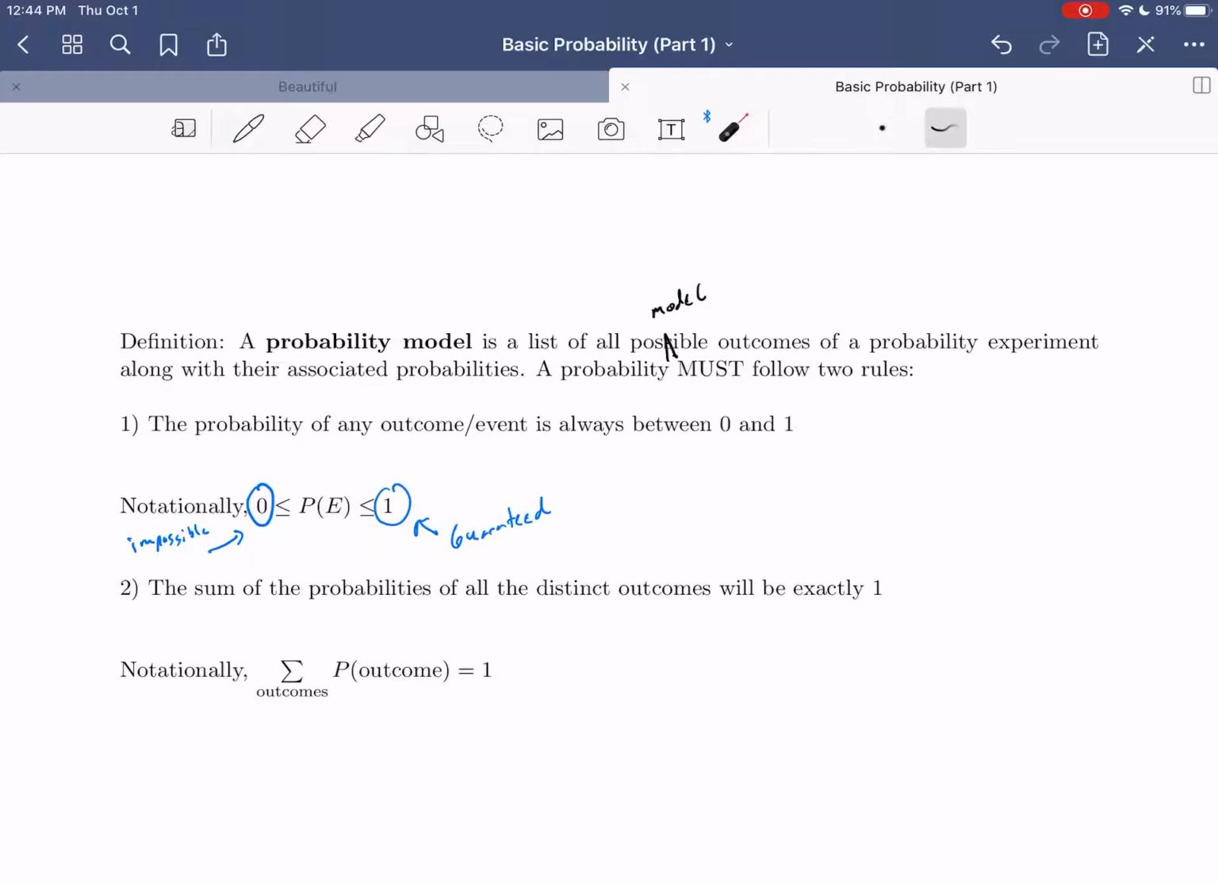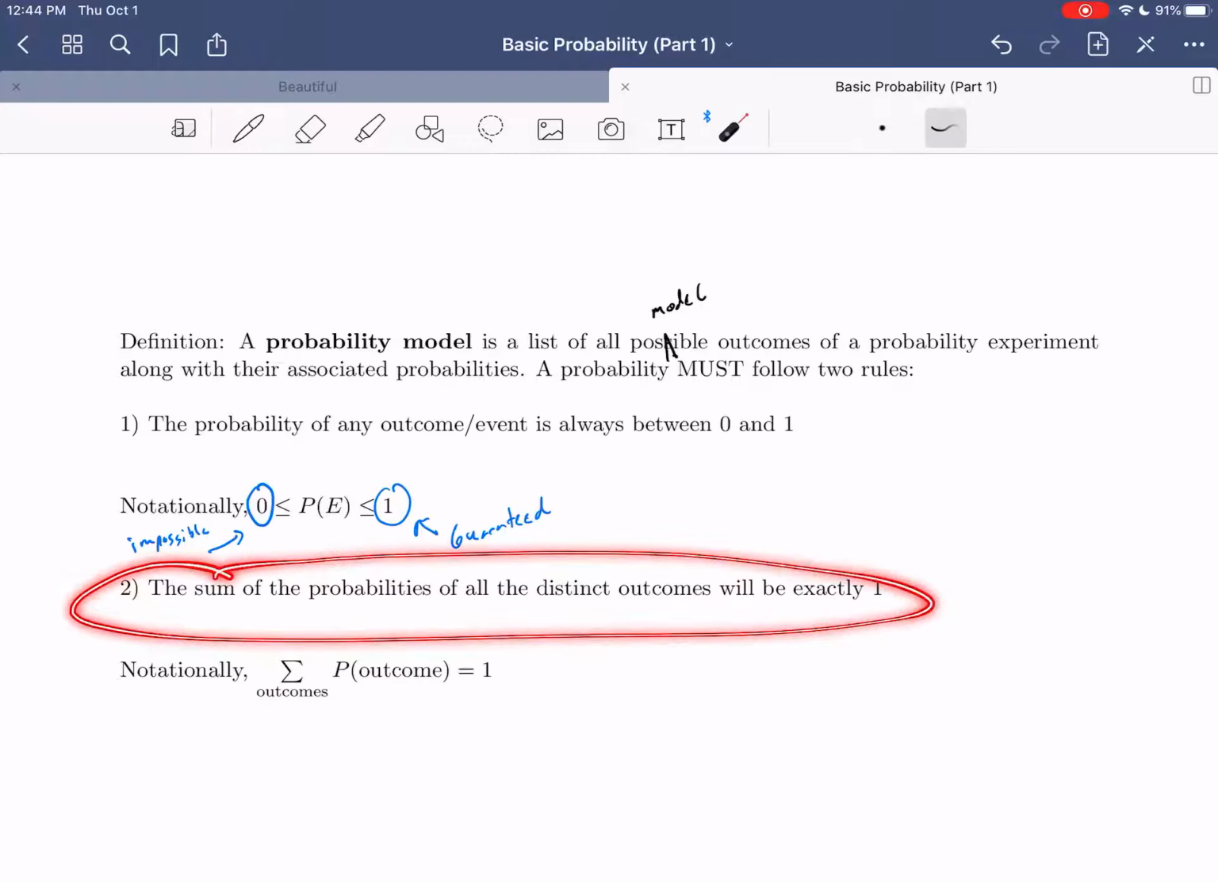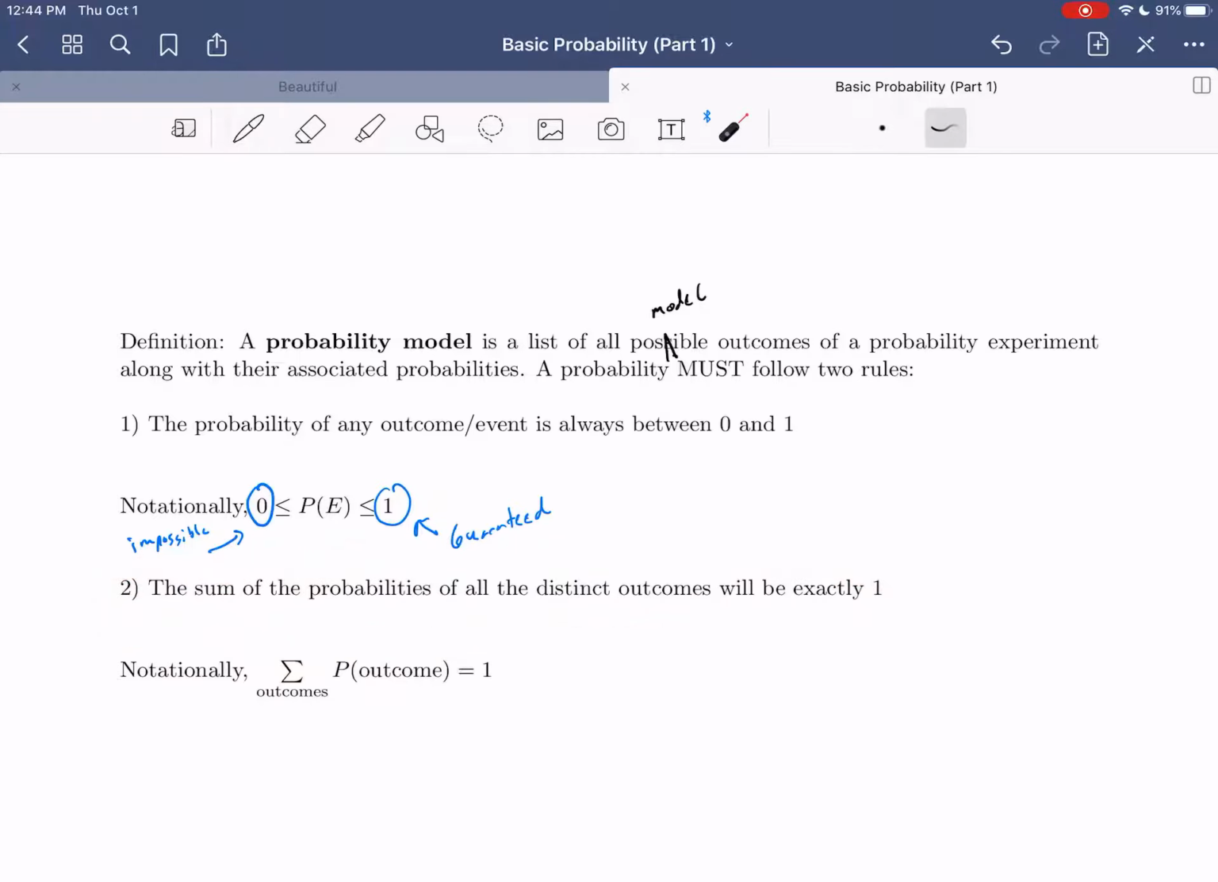So you can sort of think about the spectrum for probabilities as going from impossible to guaranteed. The vast majority of probabilities we will calculate will be somewhere in between, but they will never be outside of this range. All right, the second thing that has to be true for a probability model is that the sum of all the probabilities of all the distinct outcomes, so outcomes that are completely different from each other, that have no overlap, will be exactly 1. Notationally, we've seen this summation notation a couple times, not super important if you're not comfortable with it, but just to mention it again, the sum of the probability of each outcome must be 1.